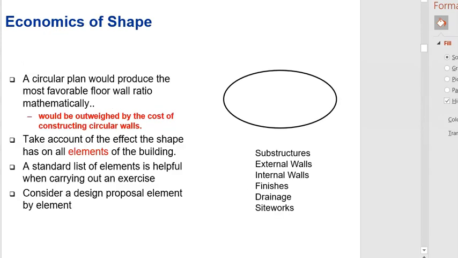So if we were to move on, we spoke about this last week and we talked about what's the most efficient, and the circular plan would definitely produce the most favorable floor to wall ratio mathematically or theoretically. So maybe if you had a 3D printer or something like that and you were printing this structure, then it would be theoretically the best ratio. But the cost of constructing curved walls, curves are the most expensive. Please avoid, if you can, avoid curves. And that's if your goal is to reduce money and to be efficient.